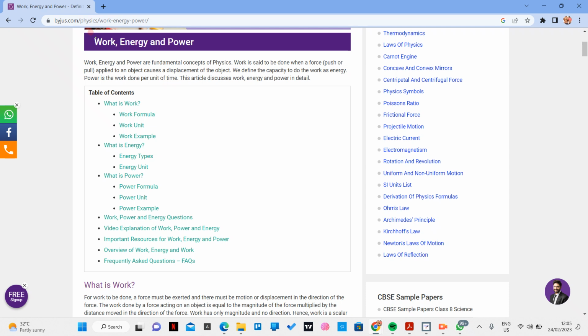Now, the reason we are taking all three of them together is because they are generally interrelated. For example, work is the same as energy. Work done is the same as energy, just a different way of viewing it, basically. So we start with what is work.